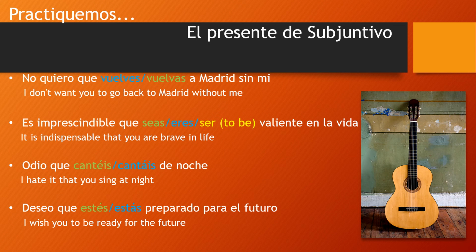And the last one, deseo que estés preparado para el futuro. I wish you to be ready. But it's depending on you. It's my desire. We need the subjunctive.